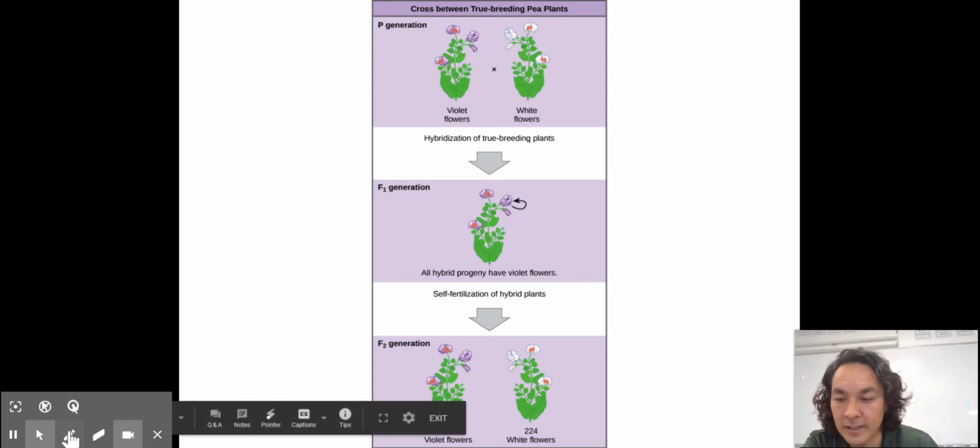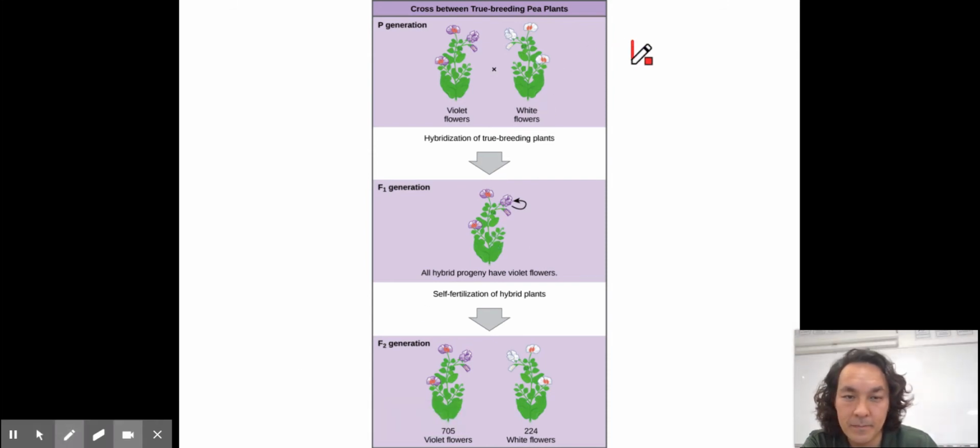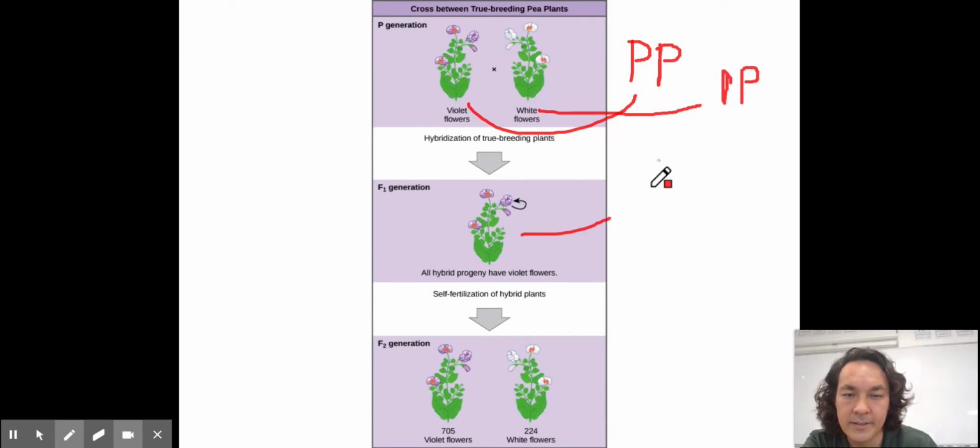So these are all going to be, if we use capital P to represent the dominant allele, capital P, because they always come out purple. These ones are going to be small p, because they always come out white. And these ones, because it's the breeding of the purple and the white from the P generation, are all going to be heterozygous, big P, small p. Then if you breed these two together, you get your classic 3-to-1 ratio. We're going to have 3/4 purple and 1/4 white.